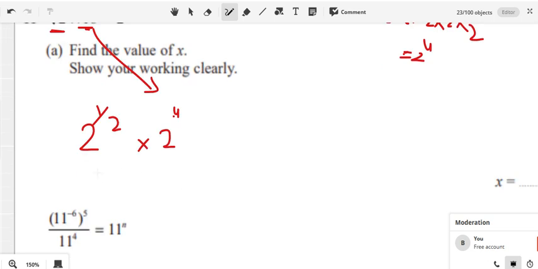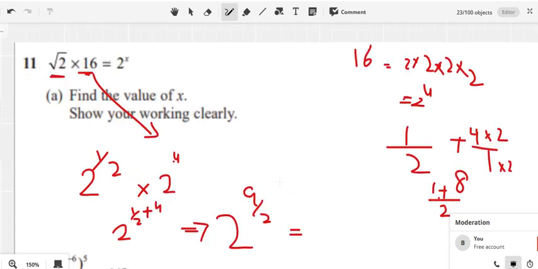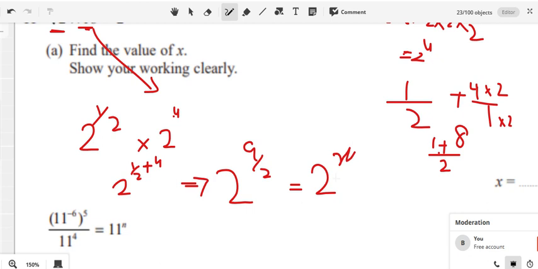Then bases are same, we can add the powers, 1 half plus 4. Denominators are not the same, so we have to make denominators the same. 4 has no denominator, so we will multiply here by 2, and here by 2. So it becomes 1 plus 8 over 2, which is 9 over 2. So that equals 2 to the power of 9 over 2, and that equals 2 to the power of x. 2 and 2 cancel out, so the answer is 9 over 2.